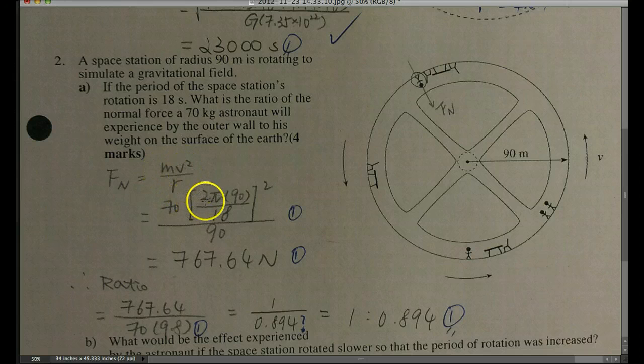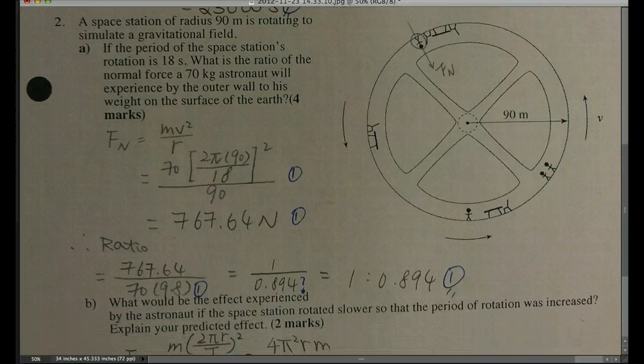Again, change the v into 2 pi r over the period T. So plugging everything in, you should get 767.64 Newtons for a 60 kilogram person, right? And then to find out the ratio, you just take this force divided by the Fg, which is on the Earth.